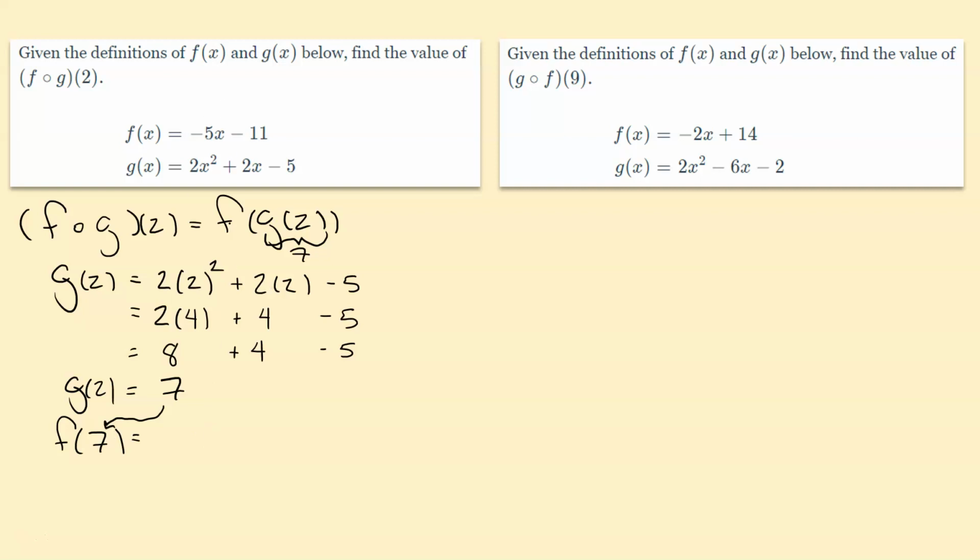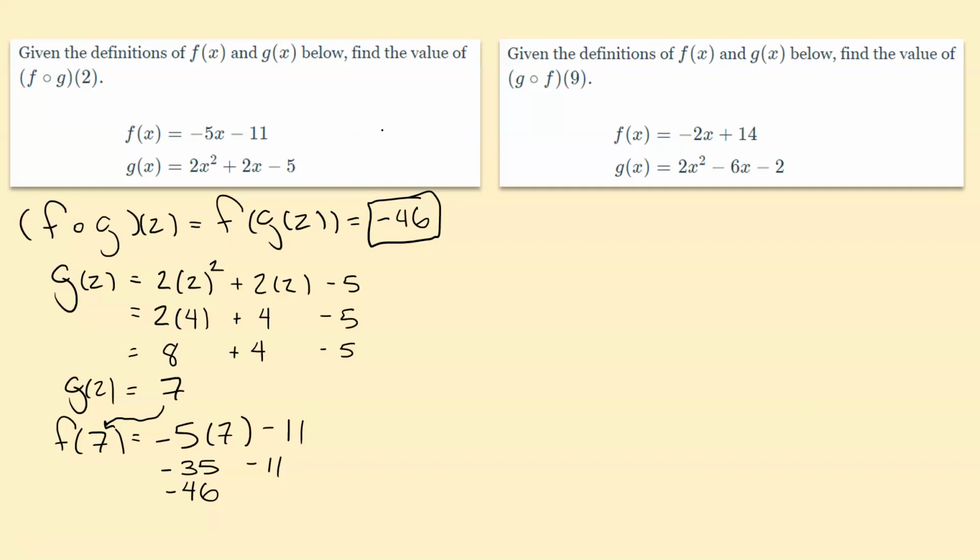So if we're plugging 7 into this function, we want to go ahead and plug 7 in for x. So now we have -5 times 7 minus 11. I'm going to go ahead and simplify this on the right side here to figure out what f of 7 is. So I got -46. -5 times 7 is -35, and then minus 11 is -46. So that means f of g of 2 is -46.